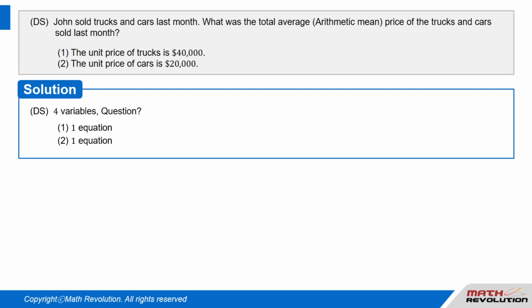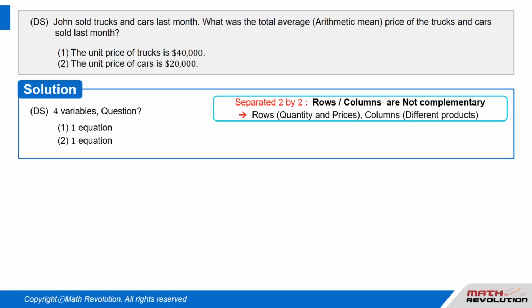Solution. Now we will solve this DS question using the variable approach. DS, 4 variables, question. Condition 1, 1 equation. Condition 2, 1 equation. DS question with 4 variables. Let the original condition in a DS question contain 4 variables. Now, 4 variables would generally require 4 equations for us to be able to solve for the value of the variables.